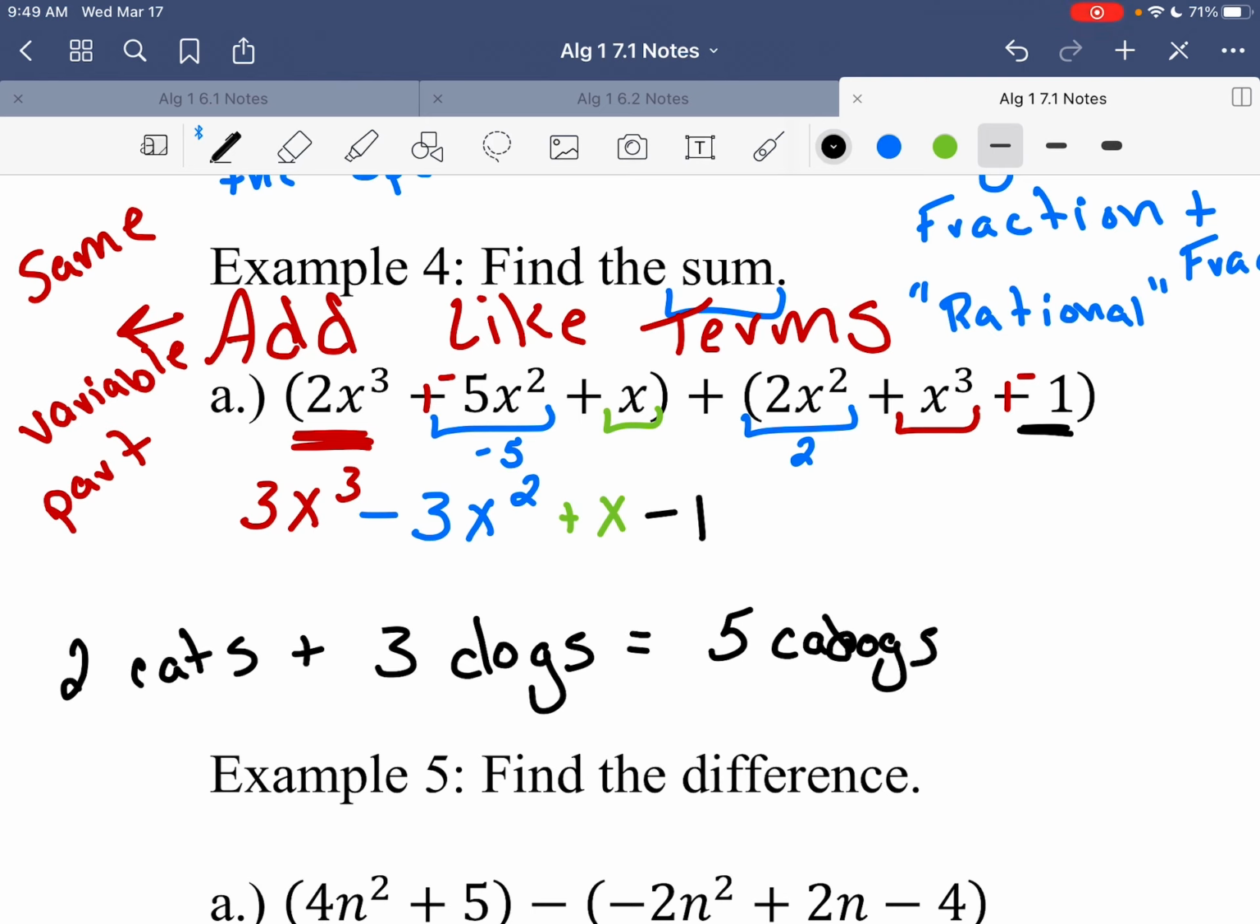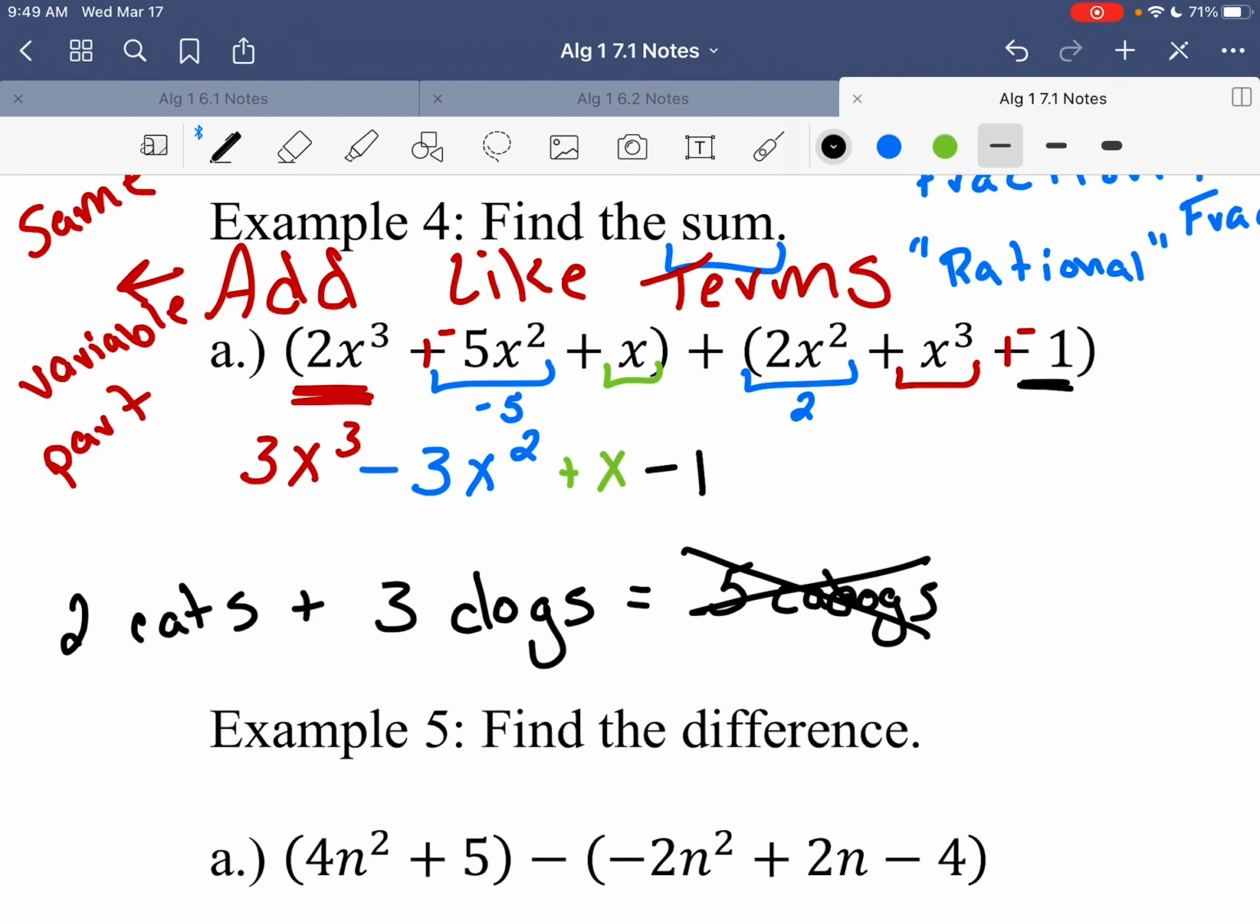Dogs? I don't know how I'd write that. That does not work. I still have 2 cats and 3 dogs. I can't put them together and write them as, okay. And that's a very common mistake. Often we'll take 2 C's plus 3 D's and I'll have people write, well, that's 5 CDs. No, it's not 5 cat dogs. That does not work. You can't add these, 1 C's, 1 D's.